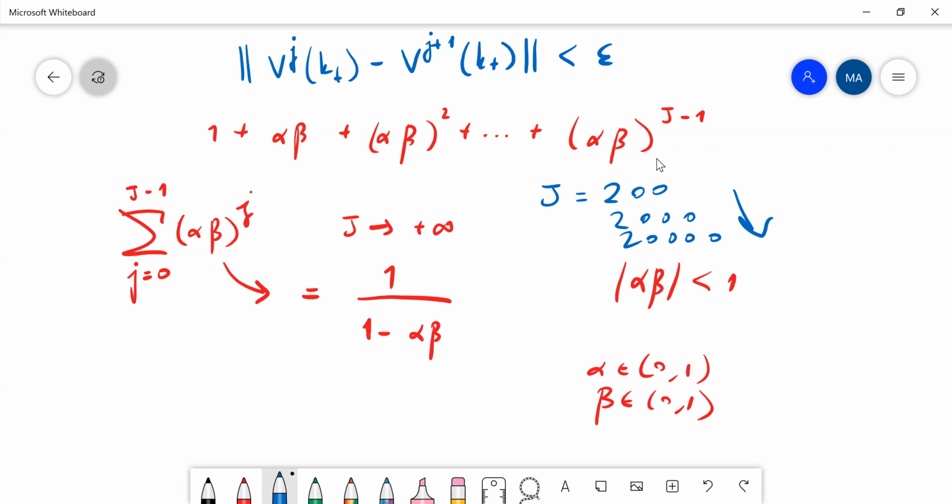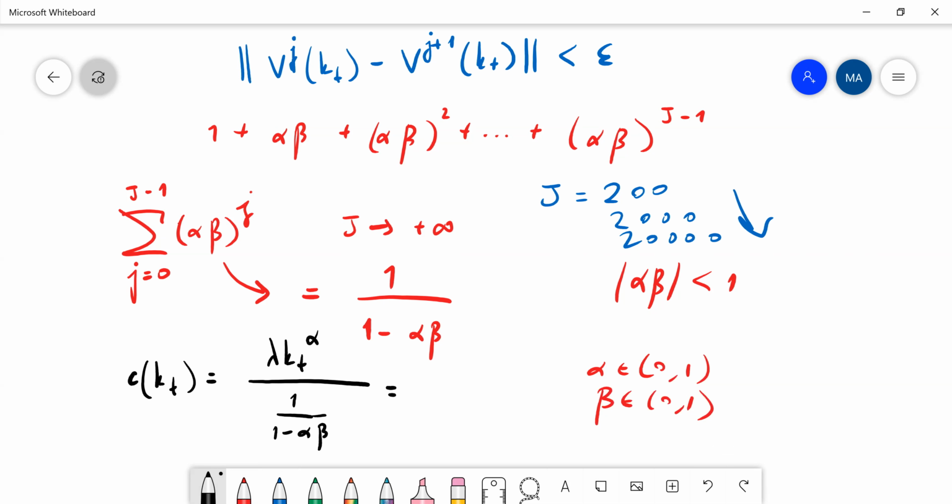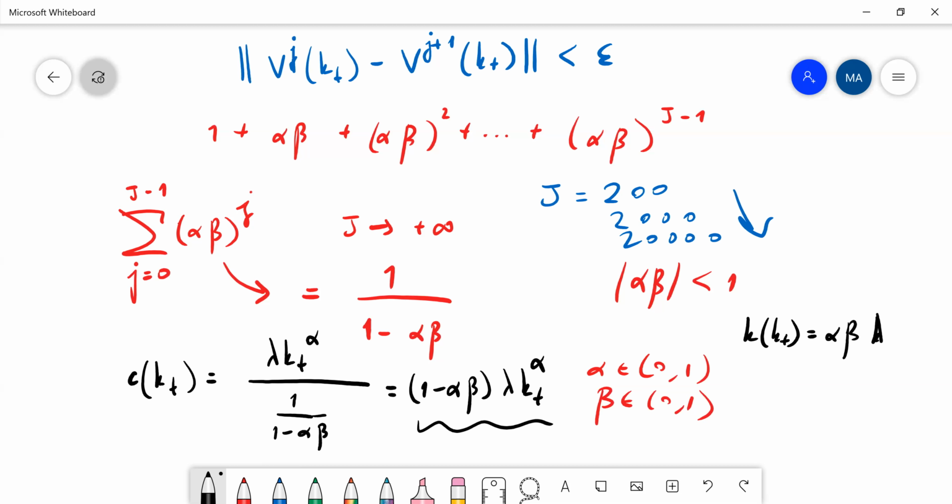So now you can check it. So CT will be lambda KT to the alpha divided by 1 over 1 minus alpha beta. In other words, it will be this. Now, this is the correct one, right? Because I remember that KT plus 1 is also alpha beta lambda KT alpha. Okay?